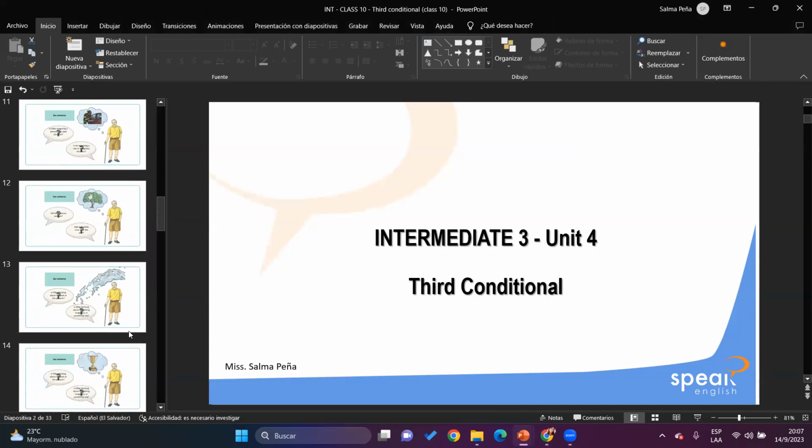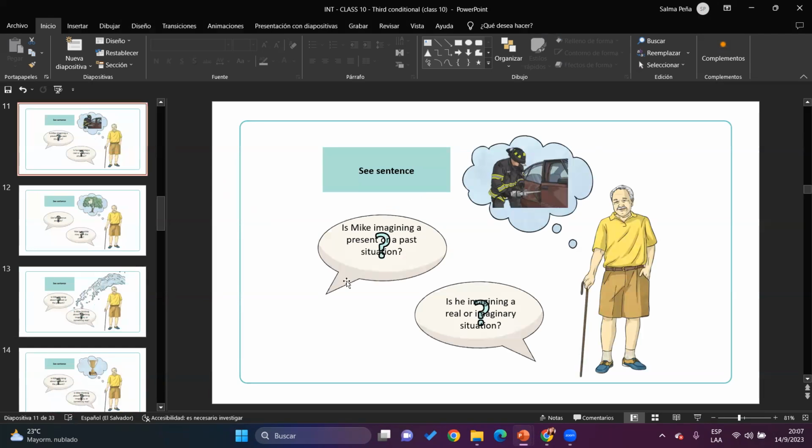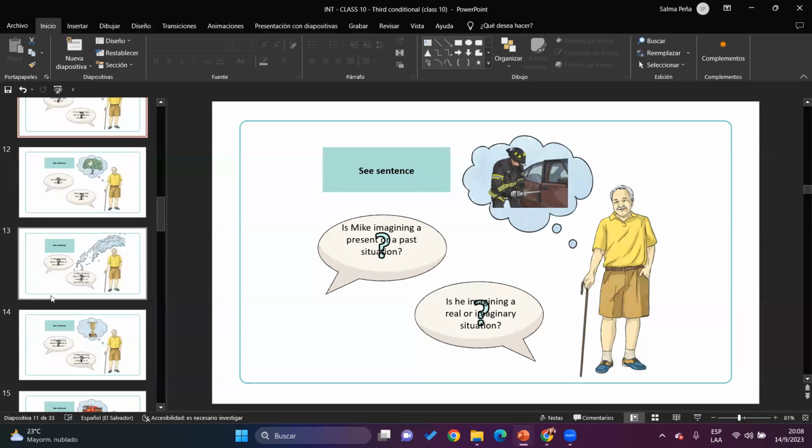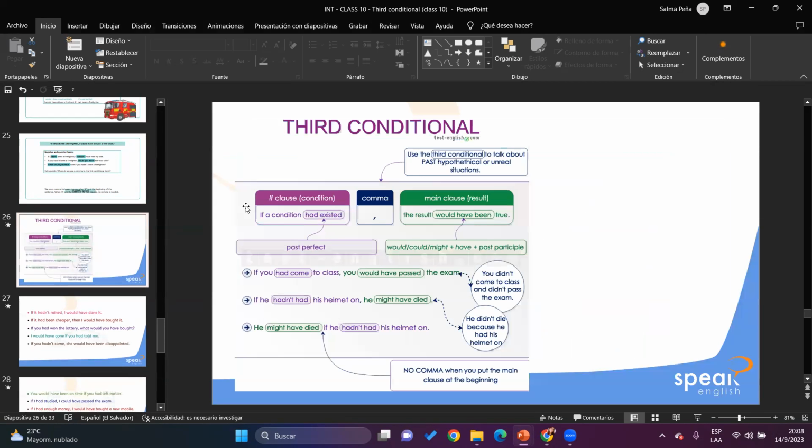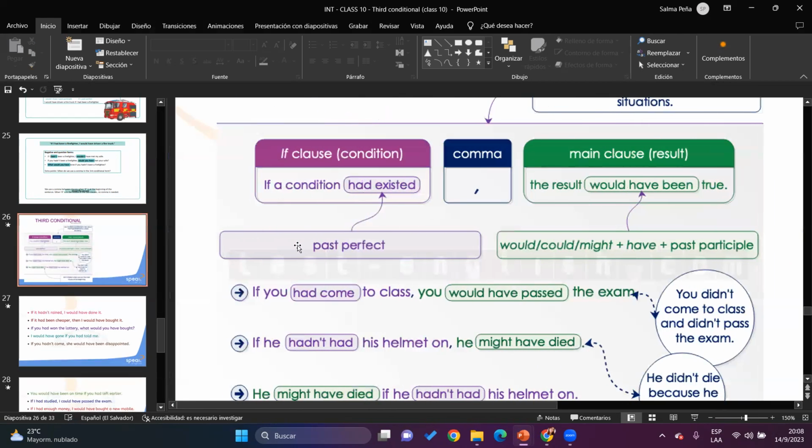Okay, if you remember, we were discussing about Mike. It was about a past situation. Was it a real situation in the past or an imaginary situation in the past? An imaginary situation in the past. Yes, exactly. So it's to talk about the past and we are imagining something that was not real.